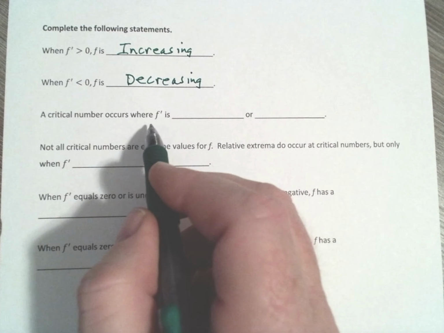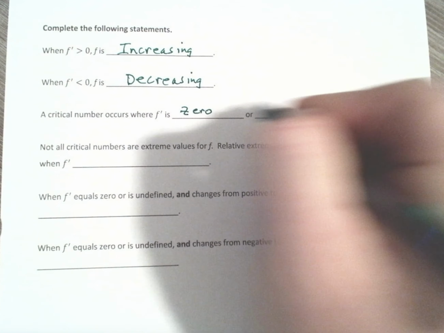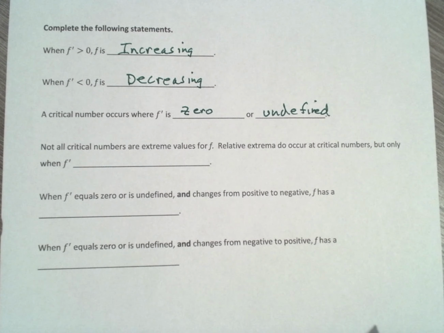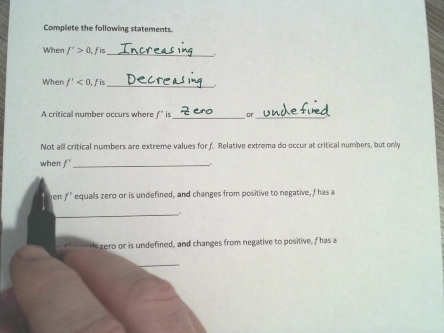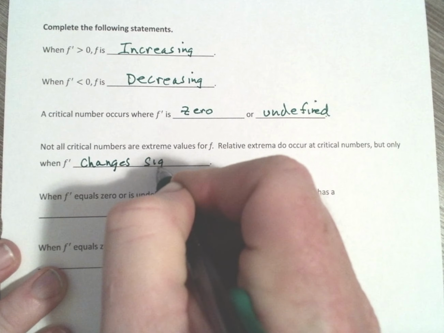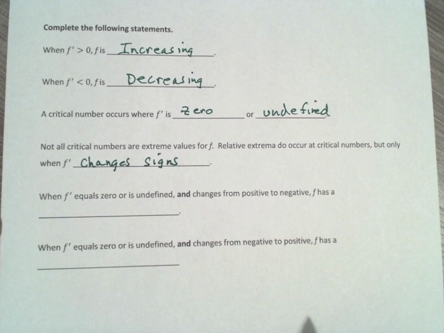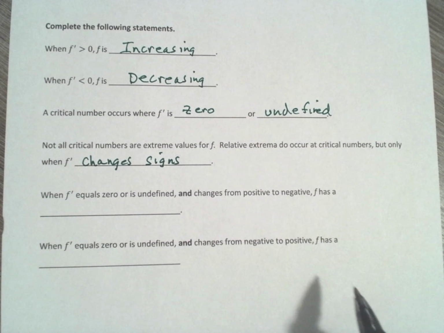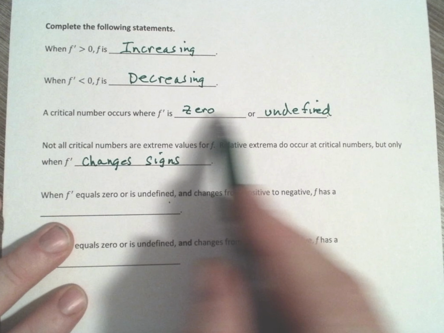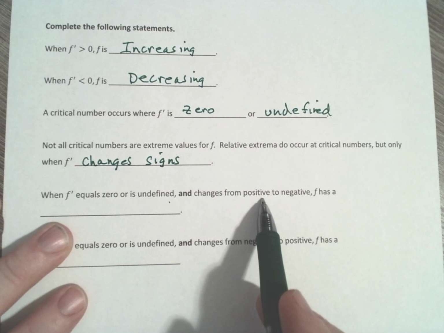Critical numbers are located where f prime is 0 or undefined. Okay, not all critical numbers are extreme values. Extreme values mean mins and maxes. Okay, relative extrema do occur at critical numbers, but only when f prime changes signs. Okay, if we do not change signs, we do not have a min or a max.